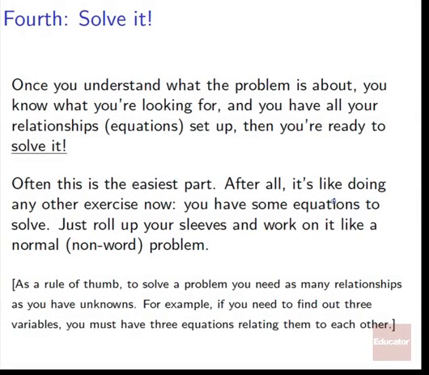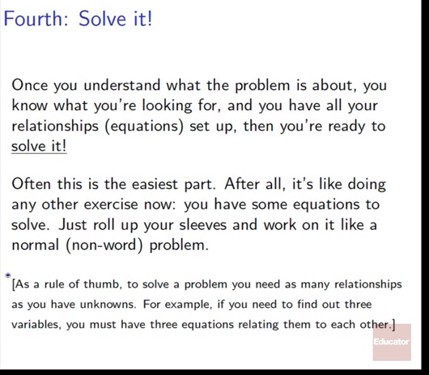You'll normally have many exercises and they'll only finally culminate in some word problems. So it's just like doing all the exercises you've been doing before. It's just, it sort of had this framing of how we get to those equations, how we get to doing the exercise. So you have some equations to solve or something like that. Roll up your sleeves and work on it like a normal non-word problem.